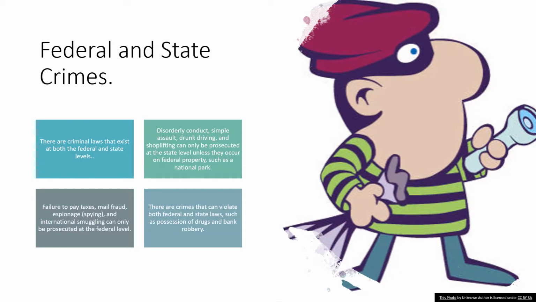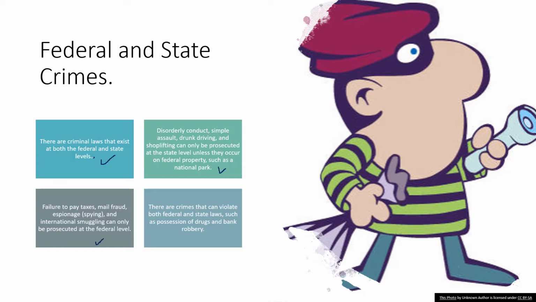Federal and state crimes. There are criminal laws that exist at both the federal and state level. Sorry about the typo there. It should be 1 period, not 2. Disorderly conduct, simple assault, drunk driving, and shoplifting can only be prosecuted at the state level unless they occur on federal property such as a national park, okay? So these are usually, I don't want to say lesser crimes, but these are crimes that are typically handled by the states and things like that.